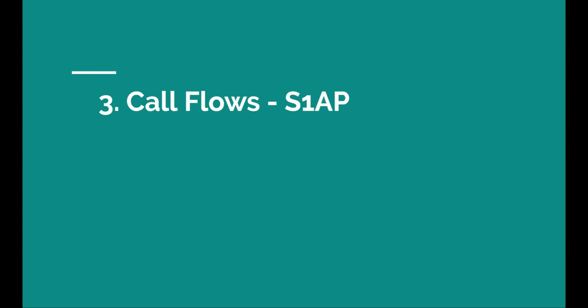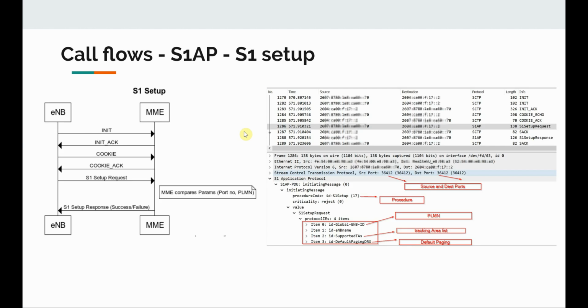Okay, so in this section, we will talk about the call flows that pertain to the S1 AP protocol or the S1 control plane. This is the interface between the eNodeB and the MME. The first procedure we are going to look at is called the S1 setup message.